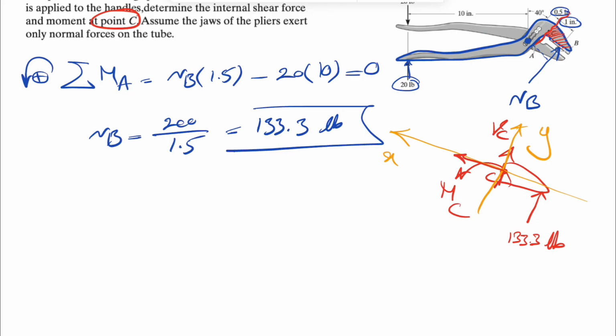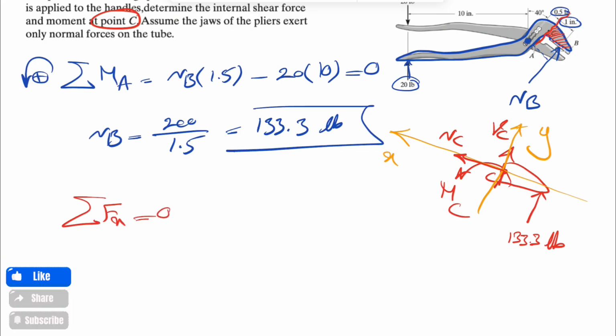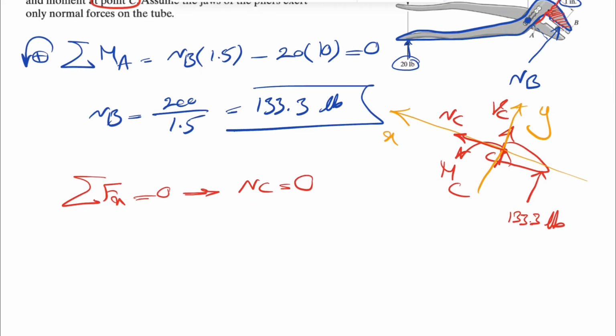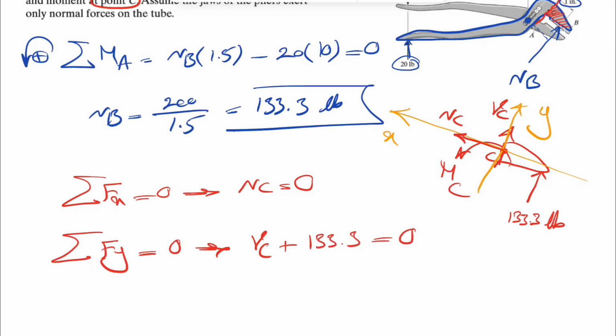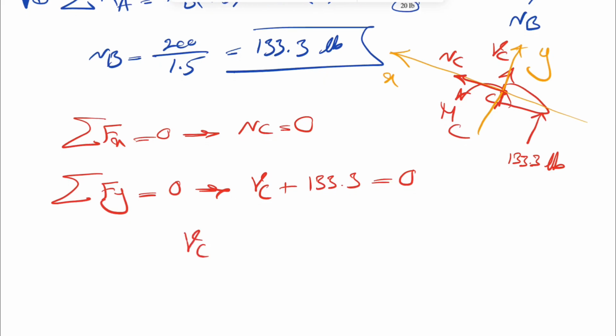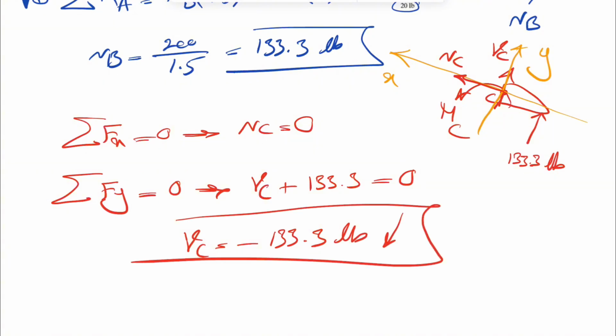So here we can also consider an axial force too. We can show it with NC. But since there is no force in the X direction, if we do sum of all forces in X equals 0, the NC will be 0. But again, the question is not asking for that. We're going to do sum of all forces in the Y direction equals 0. And we're going to have VC plus 133.3 equals 0. So our VC is actually in the opposite direction, minus 133.3 pounds, and this is the correct direction. So that's our shearing force.